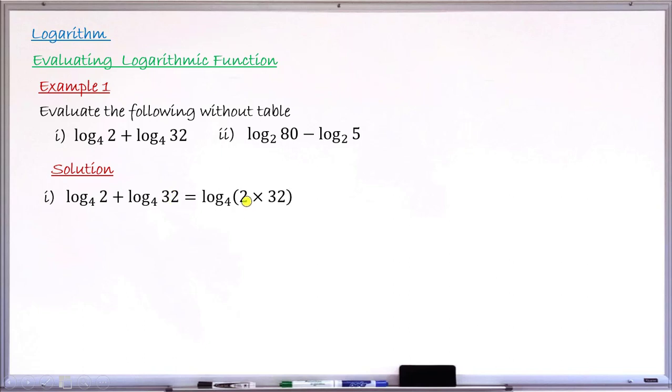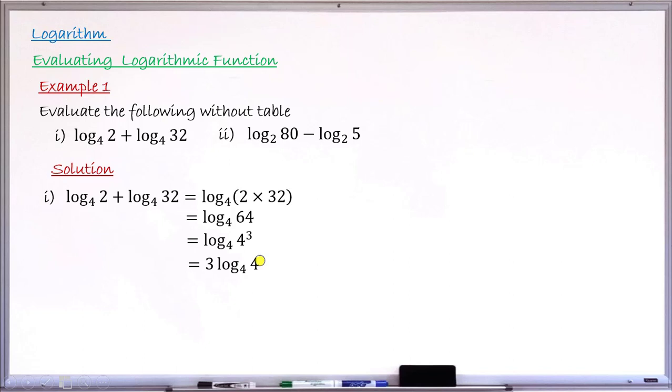So you now multiply 2 by 32. Multiplication of 2 by 32 gives you 64. So you have log to base 4 of 64. What you now do next is to change 64 to index form, and you use 4 as the base of that indexed number. So 64 changed to index form gives you 4 raised to 3. So you now apply the property of logarithm which we learned in one of our previous lessons. This power 3 will now become a multiplicative factor here. So you now have 3 multiplied by log to base 4 of 4.